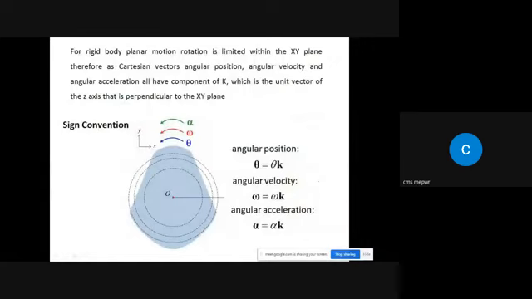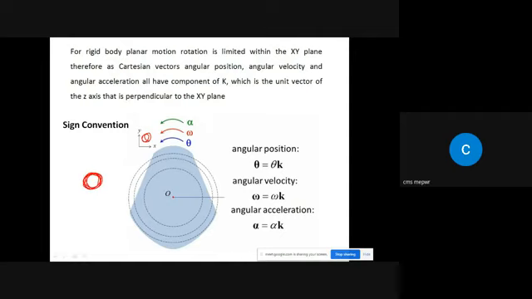Okay, as we have already discussed, for rigid body planar motion, rotation is limited within the xy plane. Therefore, the Cartesian vectors for angular position, angular velocity, and angular acceleration all have a component of k. The rotation is like this, within the xy plane.